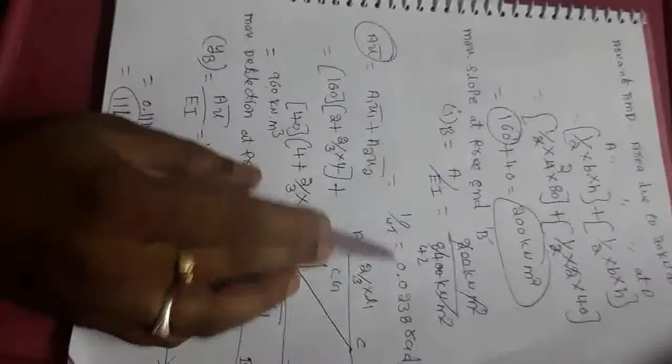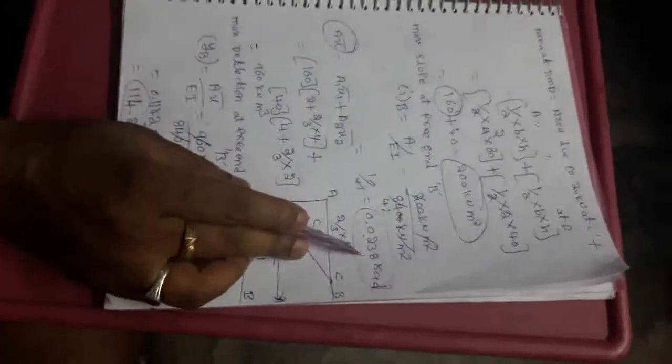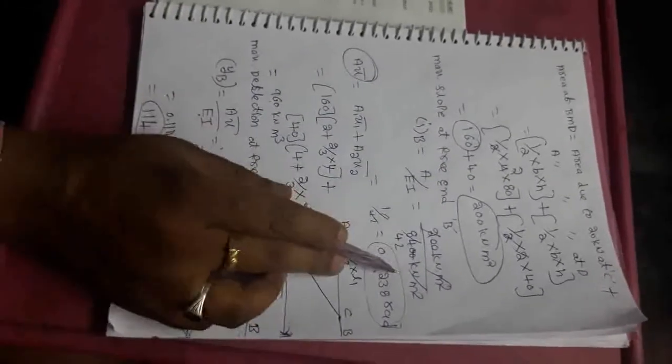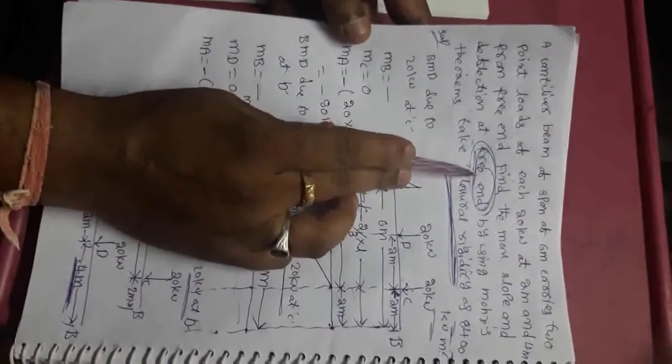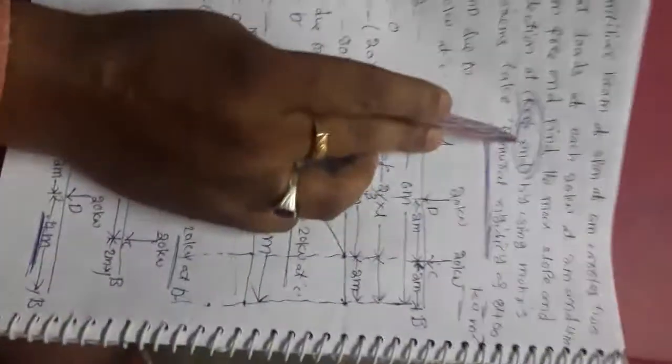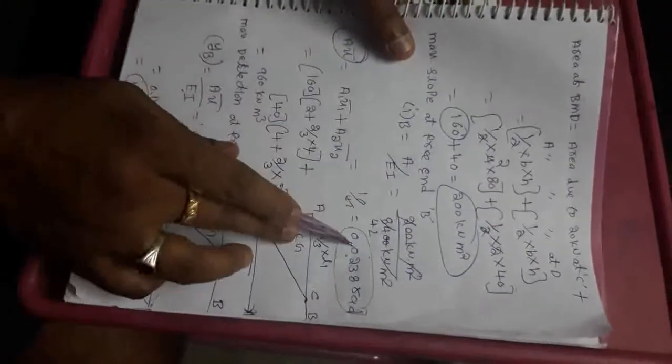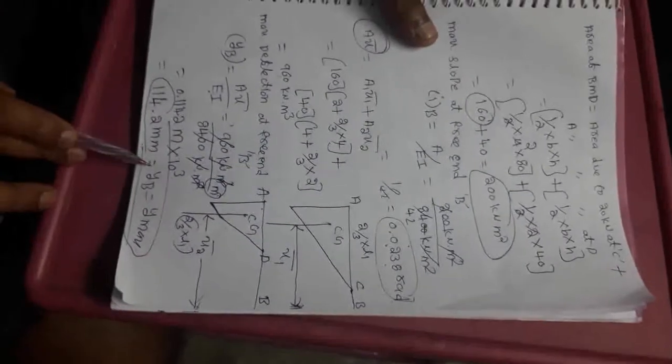Okay. So this is the Y maximum answer, and this is the maximum slope answer. Maximum deflection and maximum slope. In the problem, it asks to find the maximum slope and maximum deflection at the free end. That free end is nothing but B. So theta B equals the answer and YB equals the answer.